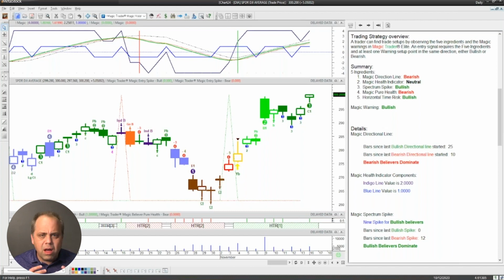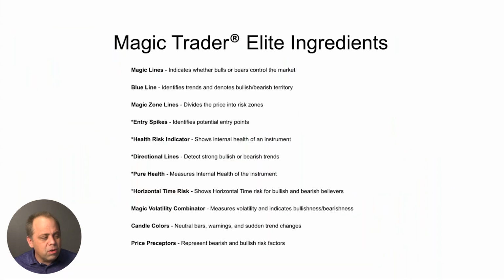And as you can see, there's a lot of different elements that go into place. What I want to do is break down the elements that exist on this chart and go through the core ingredients of the Magic Trader system to give you an idea of how everything fits together to give you clear signals in a chart. So let's go ahead and do that.